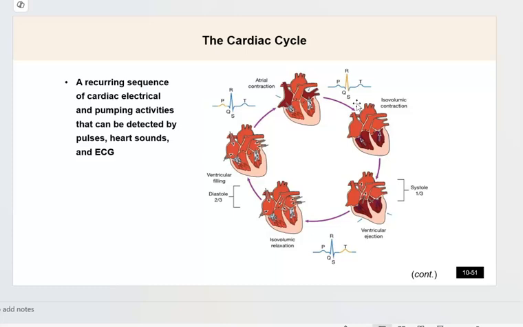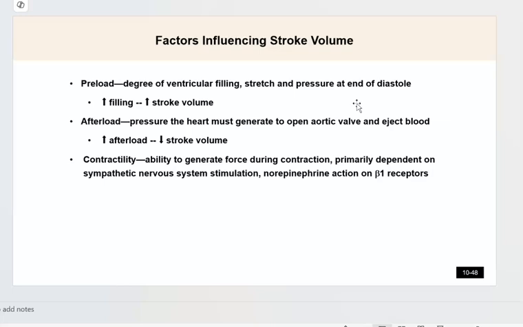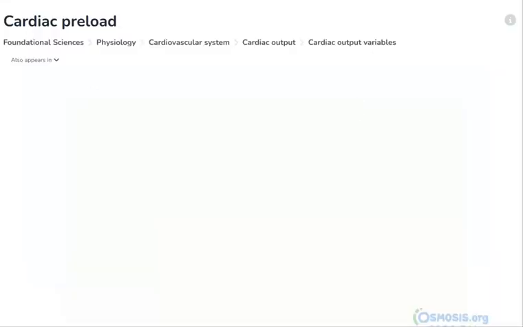To go back to what we were talking about here, the afterload. So let's talk about that again in a little more detail. We're going to jump in here real quick, actually, and add in the Osmosis video about preload.